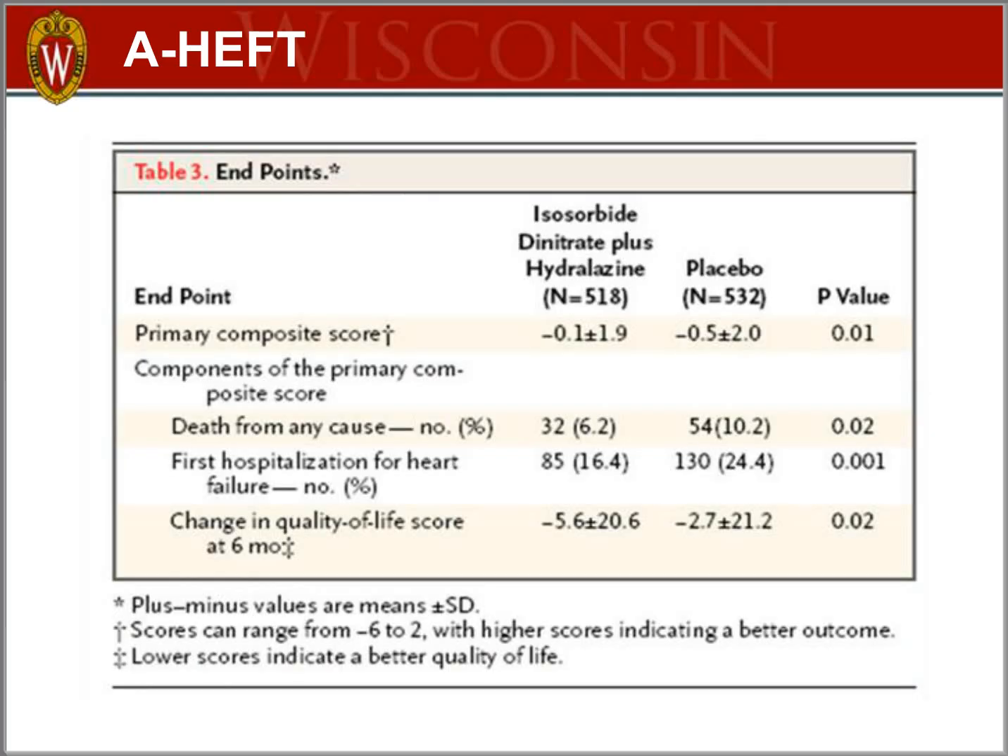If you look at the endpoints, the composites of this study, the primary composite score was also significant. But the trial was stopped early because of the second line, death from any cause. You also notice the time to first hospitalization for heart failure was also significant, 16.4% versus 24.4%. And finally, the change in quality of life score at 6 months was also significant. So not only was the overall composite score significant, but each of the components. But the primary endpoint was not the reason it was stopped early. It was, in fact, death from any cause.